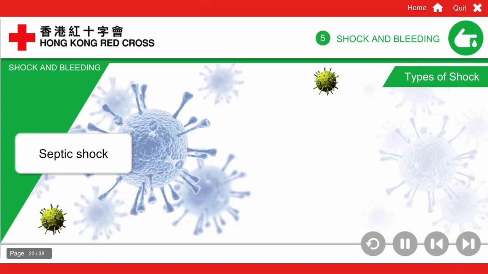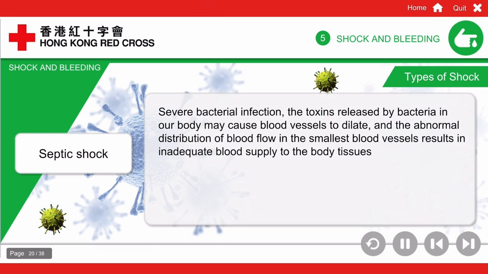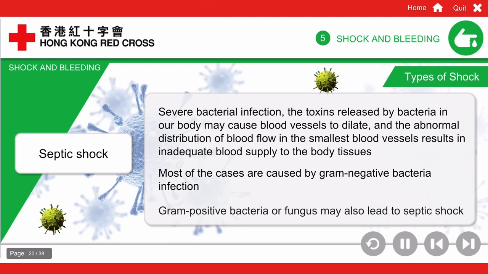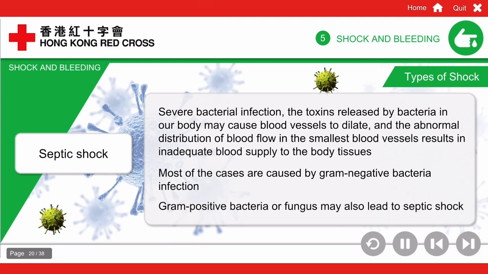The last type is septic shock. In case of severe bacterial infection, the toxins released by bacteria in our body may cause blood vessels to dilate, and the abnormal distribution of blood flow in the smallest blood vessels results in inadequate blood supply to the body tissues, and finally develops septic shock. Most of the cases are caused by gram-negative bacteria infection, while gram-positive bacteria or fungus may also lead to septic shock.